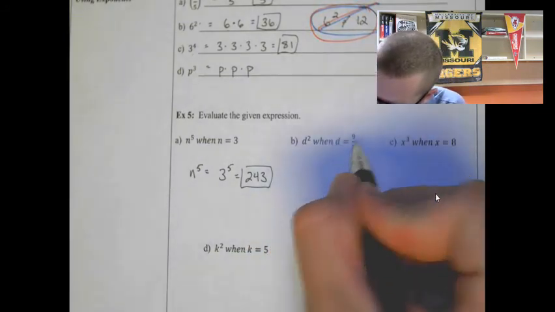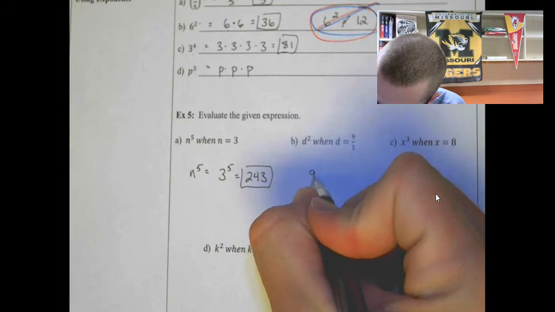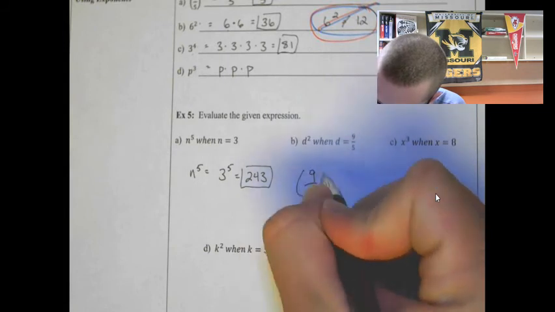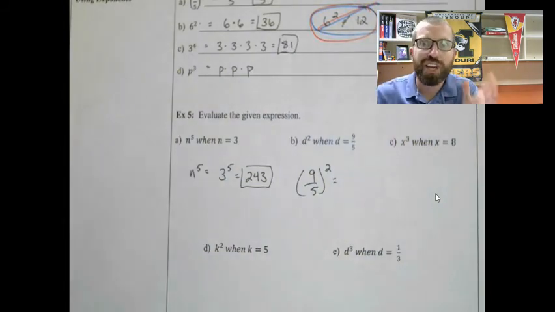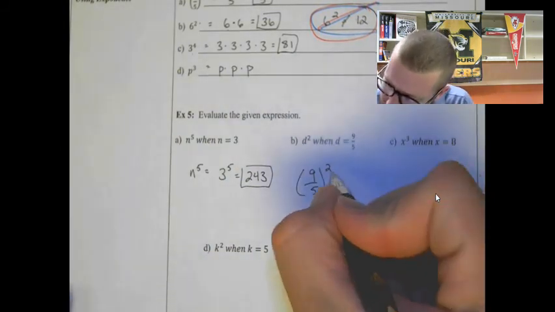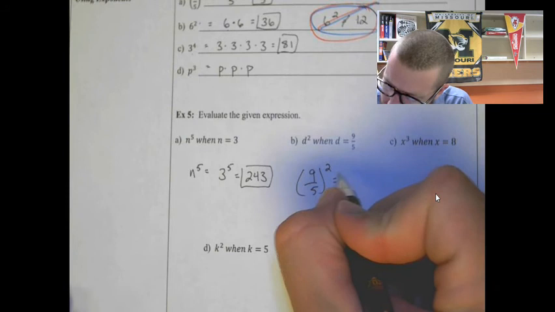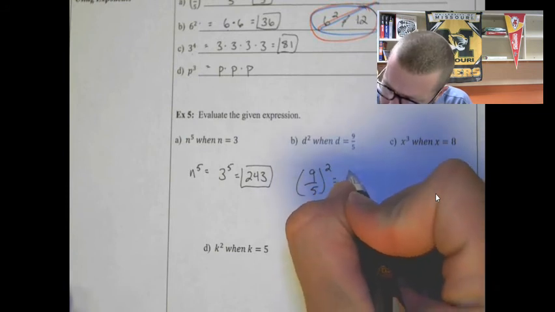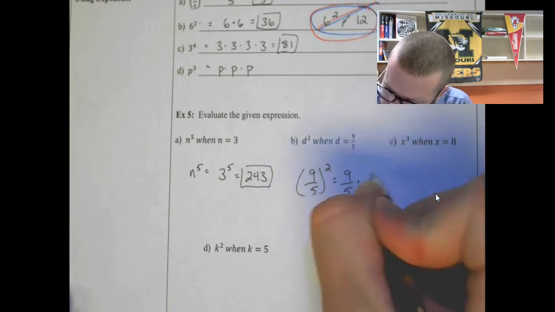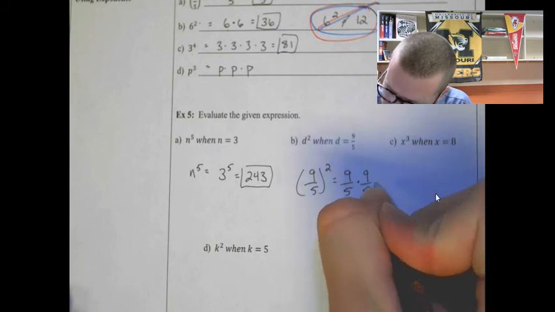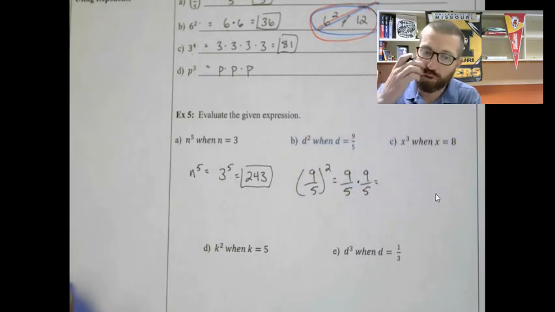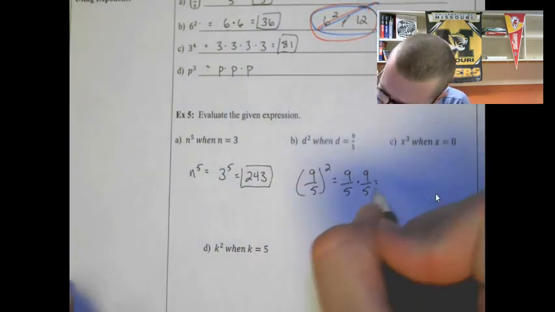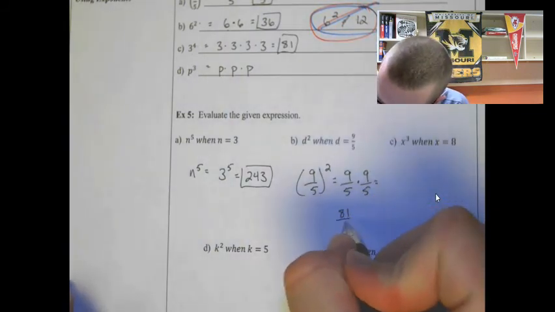d squared when d equals 9/5. This is a good little fraction review. So fractions are difficult, right? But don't shy away from them. Fractions are our friends. You can do it. And so when you multiply fractions, you multiply the top and the bottom. So this is 9/5 times 9/5, and you multiply straight across. Of the fraction stuff, multiplying is the easiest one. Just multiply straight across, and you get 81 over 25.